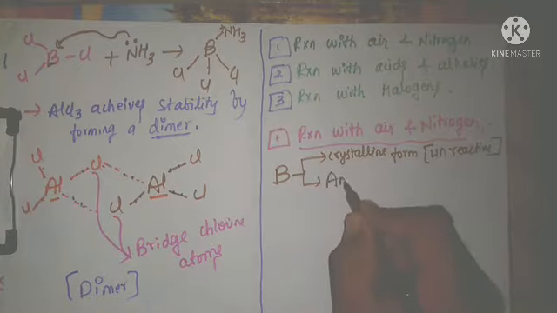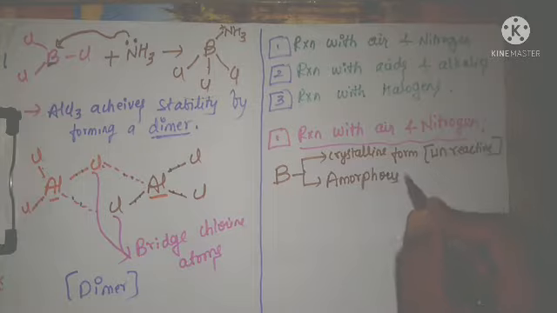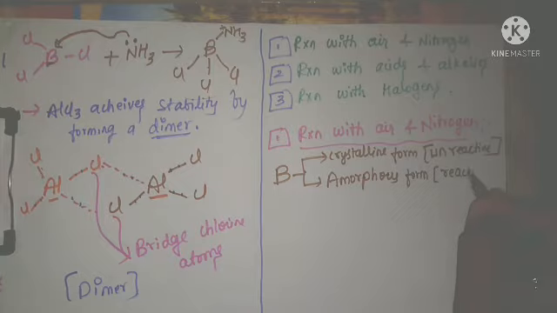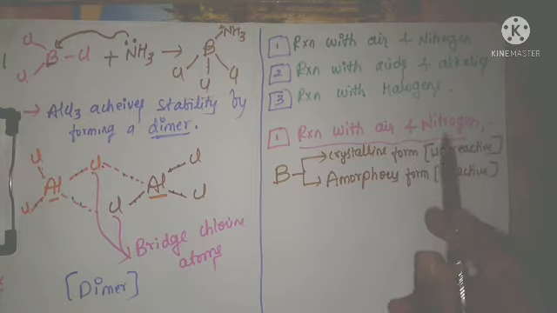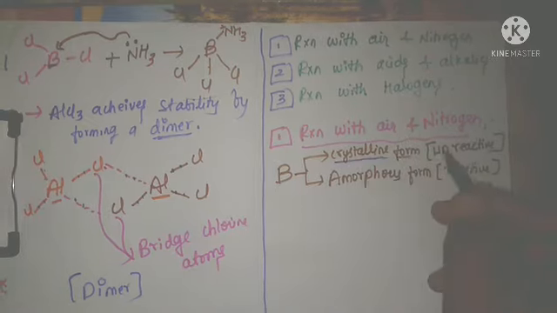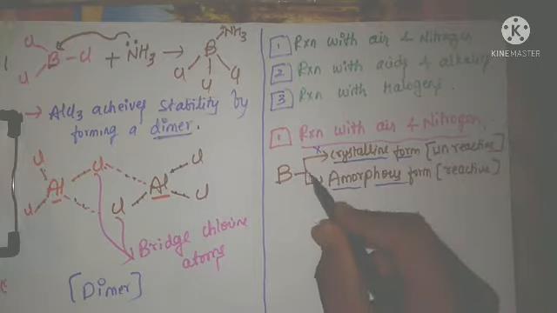In amorphous form, when the constituent particles are not arranged regularly, means irregular arrangement of the constituent particles, in such cases the boron is reactive with air and nitrogen. Just remember, when boron is present in the crystalline form, no reaction. When boron is present in the amorphous form, there is a reaction.